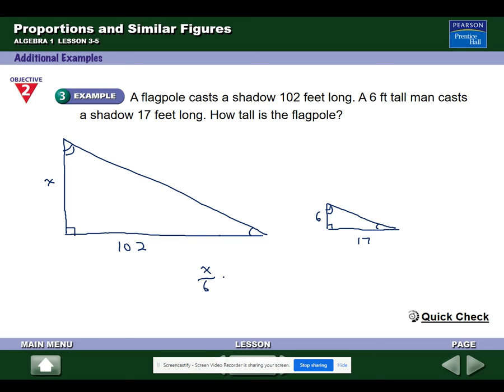X over 6 is equal to 102 over 17. Again, you could do 6 over x is equal to 17 over 102. But please don't just compare one to the other, right? Don't compare on the same triangle. So cross multiplying real quick, I'm going to use my calculator. And that's 612.